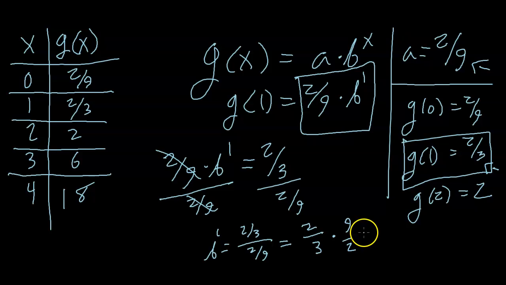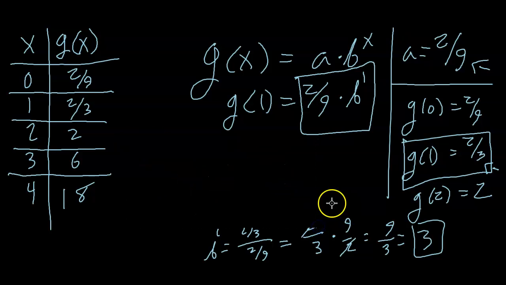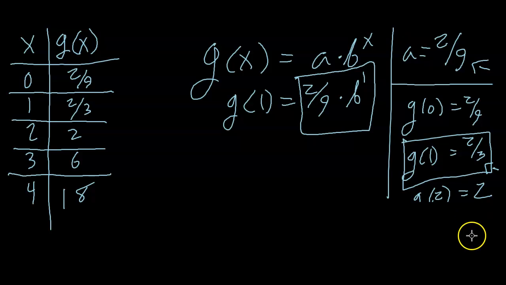Okay, and then we know how to multiply fractions, right? We multiply across the top. 2 times 9 is 18. We multiply across the bottom. 3 times 2 is 6, right? Or we can just say, okay, we're going to cancel out these factors of 2. We're going to get 9/3. What's 9 divided by 3? It's 3, right? So it looks like b should equal positive 3. That's what it looks like so far. Let's try one more data point just to verify this.